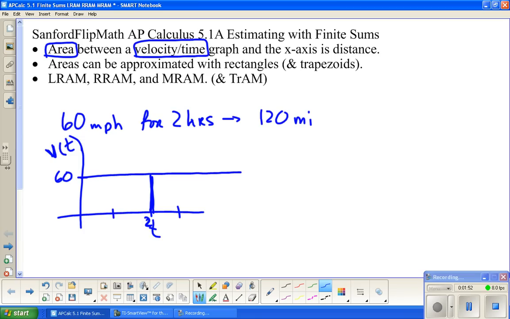Well, if I take 2 times 60, here's this 120. This 120 miles is actually the area on this graph. Now, please understand that miles is obviously not an area. That's a linear measure. You measure with a tape measure, you measure with an odometer or something like that.